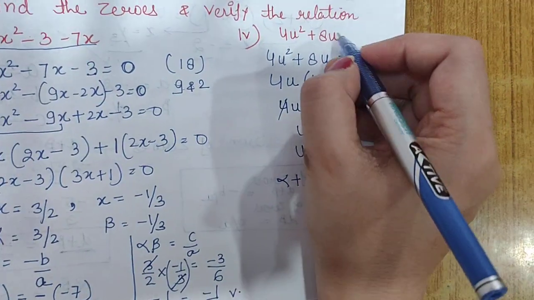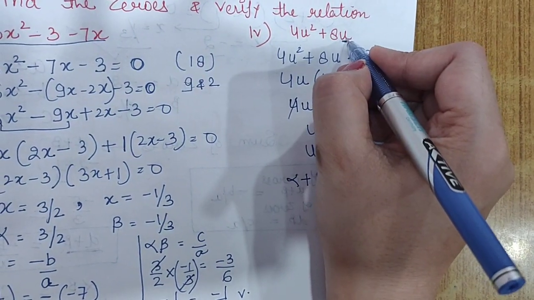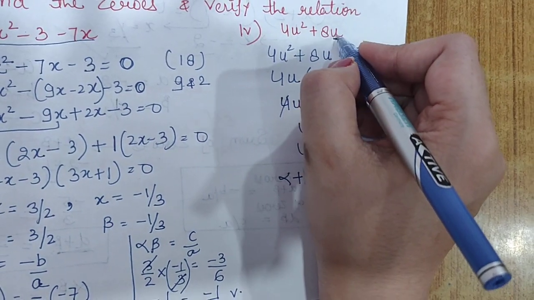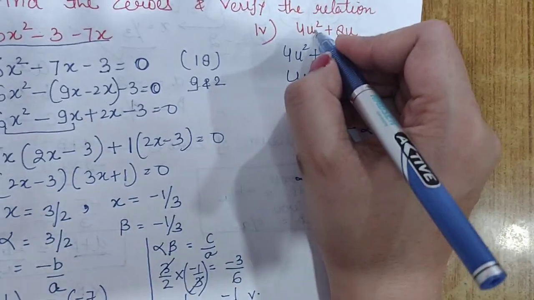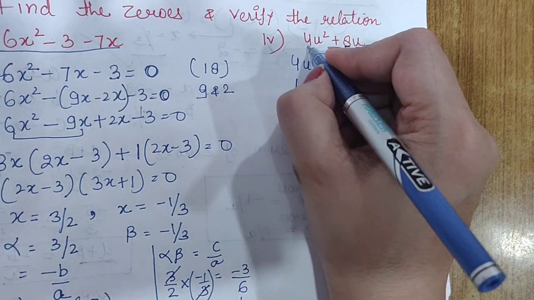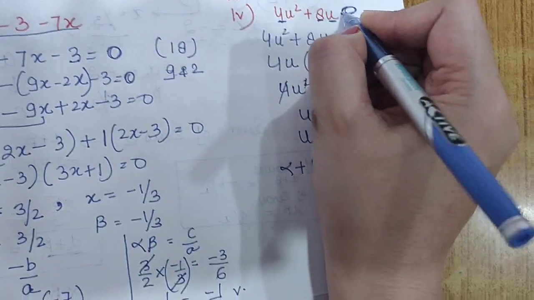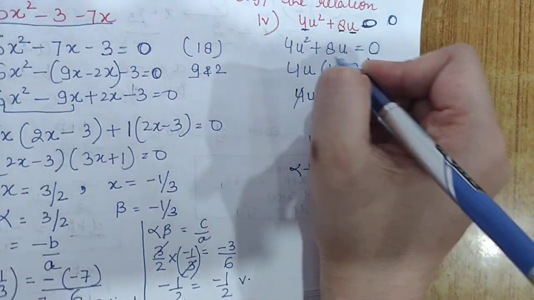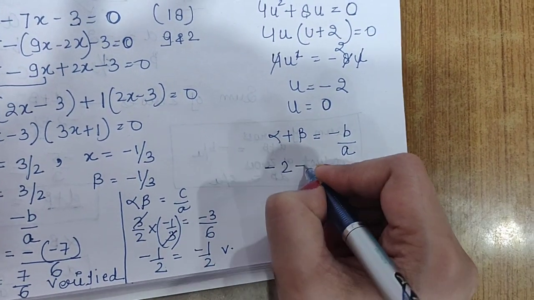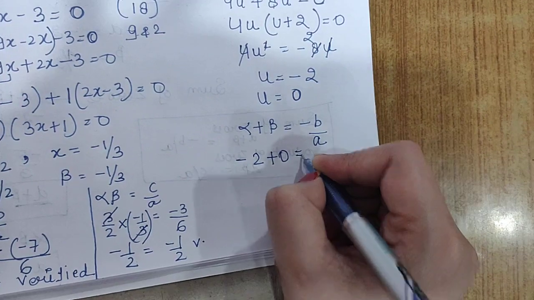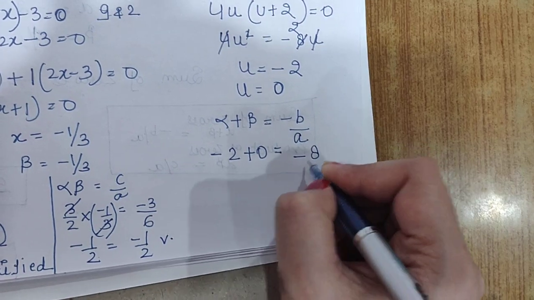Always keep it in your mind that the second term, x, in which we have degree 1 of variable, that is called b, and the term which has degree 2 of variable, that is a, and the constant term is c. But in this, the constant term is not there, so we will take 0 in place of c. Fine. So what is the value of alpha? Minus 2. Beta is 0. Minus b value, b value is 8, so minus 8, and a value is 4.